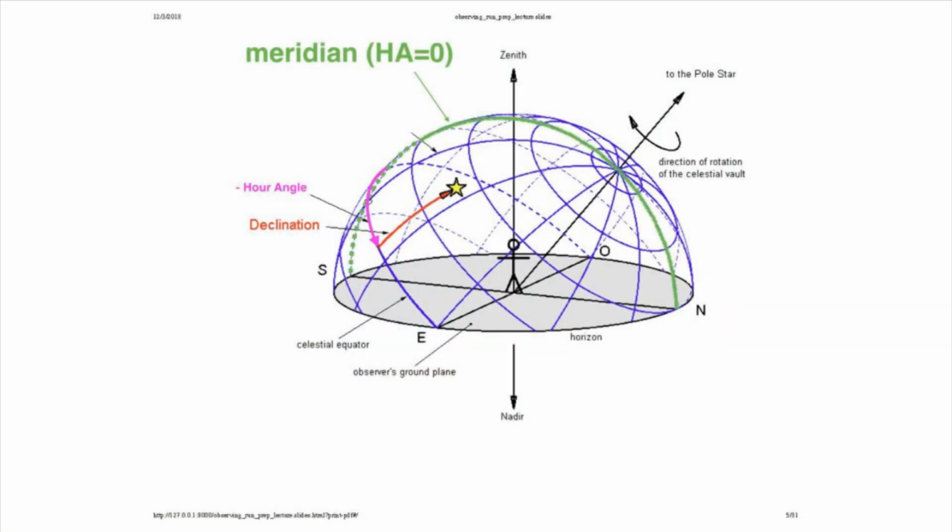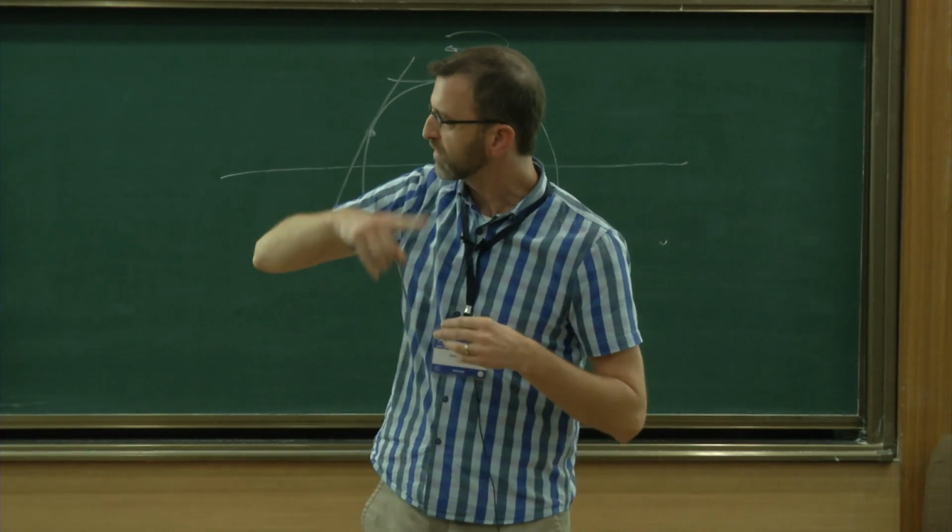hour angle. The way this is defined, this is not a typo, there's a negative there. Moving from the meridian towards the east is a negative change in hour angle. So if you go over this way, you're going to smaller, more negative numbers. If you go towards the west, you're going to more positive numbers. Of course, there's 24 hours going around.